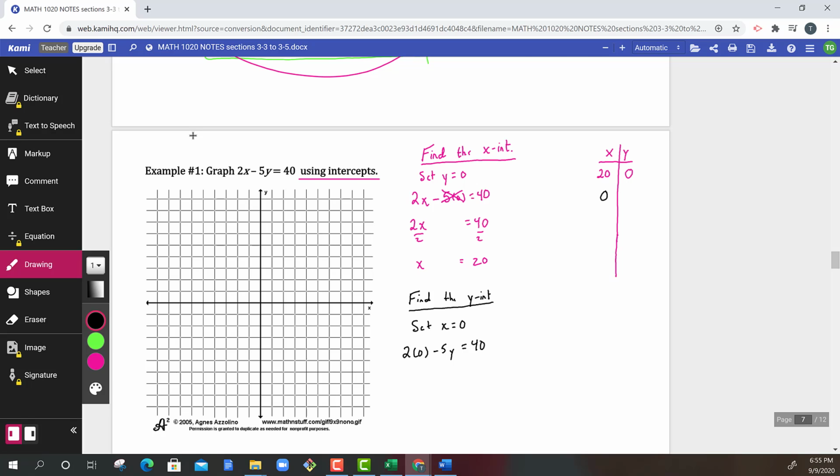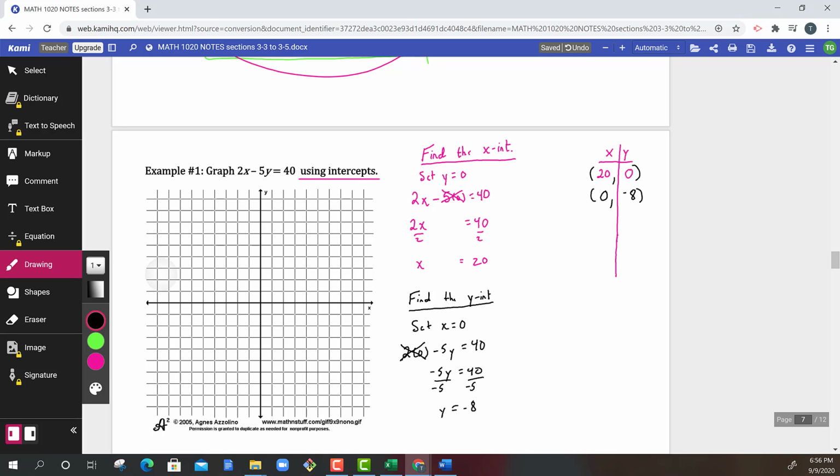And just like the last one, the term with the 0 cancels out. So we've got negative 5y equals 40. Divide both sides by negative 5, and we get negative 8. We actually only need 2 points to graph a line. So we're going to graph those 2 points, 20, 0, and 0, negative 8. Point 20, 0 doesn't fit on this graph very well.